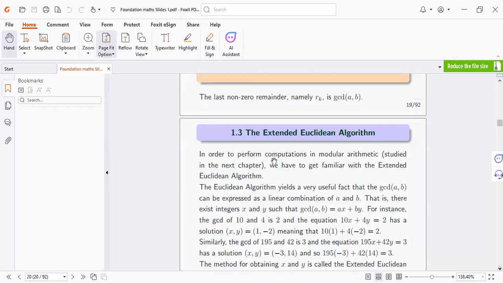Now we are at the extended Euclidean algorithm, and this is the process of just making the GCD the subject of the formula.